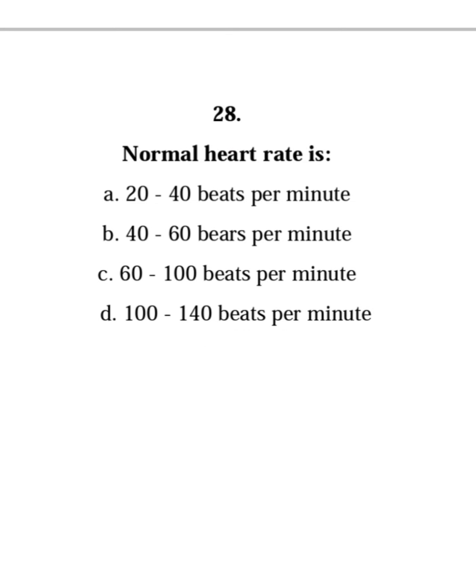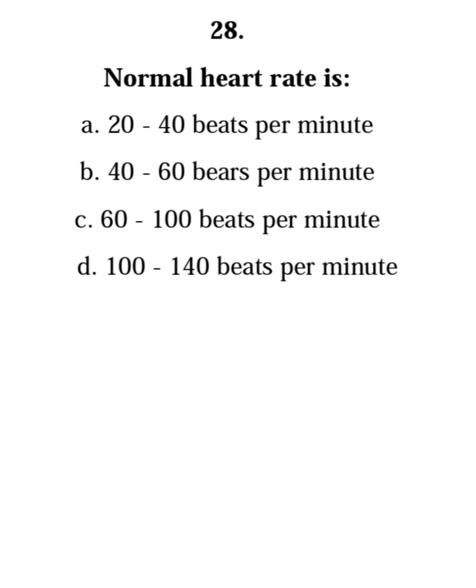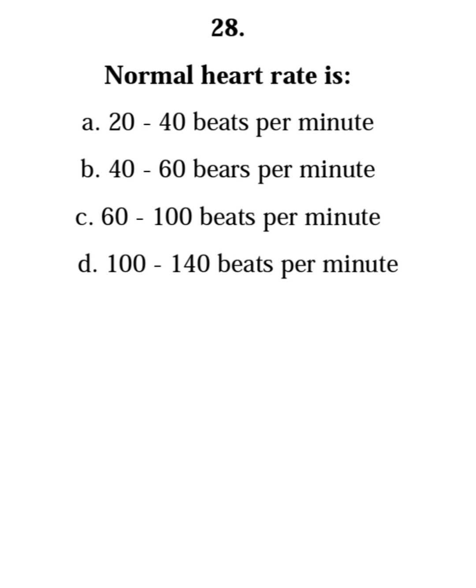28. Normal heart rate is 20 to 40 beats per minute, 40 to 60 beats per minute, 60 to 100 beats per minute, 100 to 140 beats per minute. The correct answer is C. So normal heart rate is 60 to 100 beats per minute.